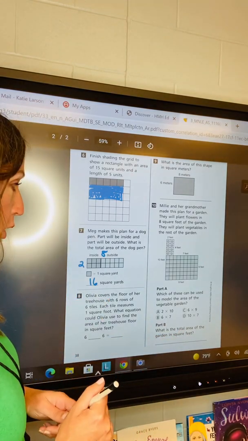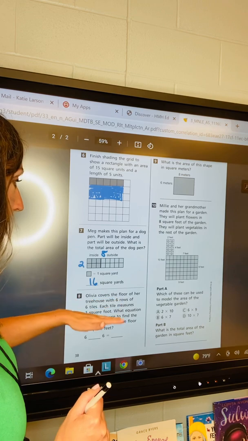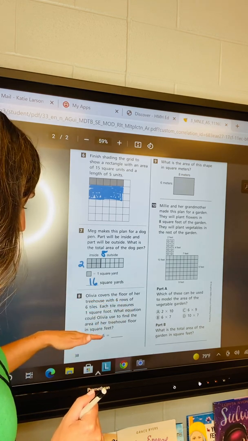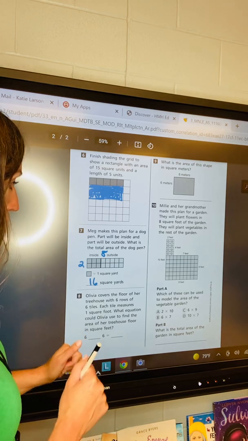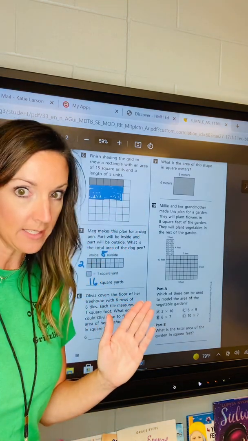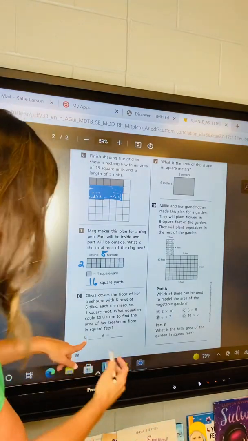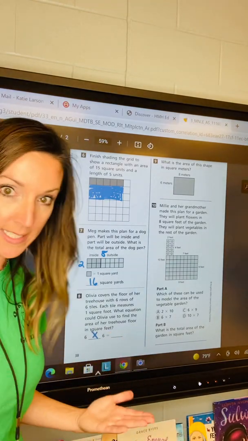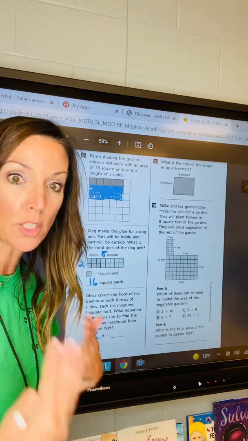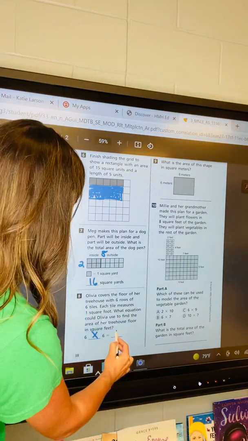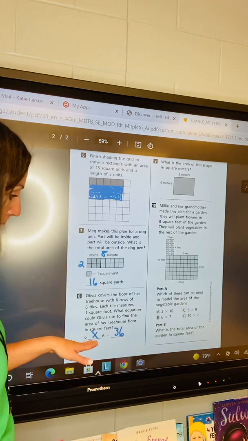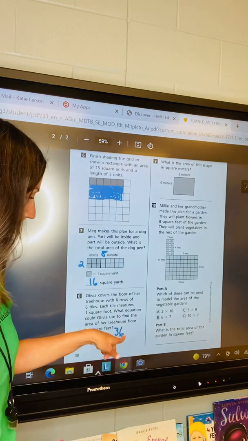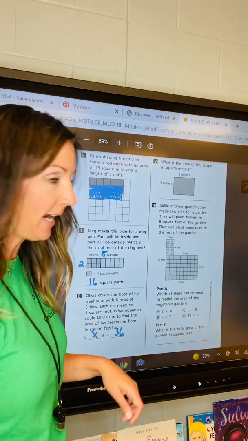Olivia covers the floor of her treehouse with 6 rows of 6 tiles. Each tile measures 1 square foot. What is the equation she can use to solve this? We have 6 rows, 6 tiles in each row. We are multiplying, so we're putting the times sign there. 6 times 6, what does that equal? 6 times 6 equals 36. That's what they want you to put. They want you to put the times sign here, which equation, we're not adding, we are multiplying, and then you're gonna get 36, all right?